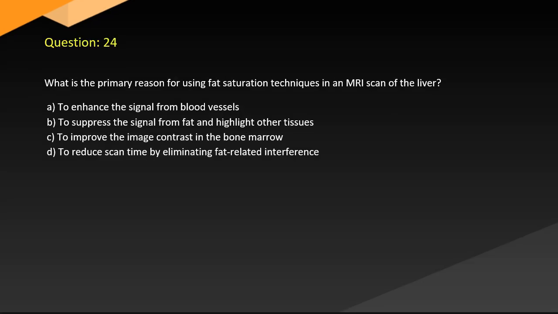Question 24. What is the primary reason for using fat saturation techniques in MRI scan of the liver? A. To enhance the signal from blood vessels. B. To suppress the signal from fat and highlight other tissues. C. To improve the image contrast in the bone marrow. D. To reduce scan time by eliminating fat-related interference.